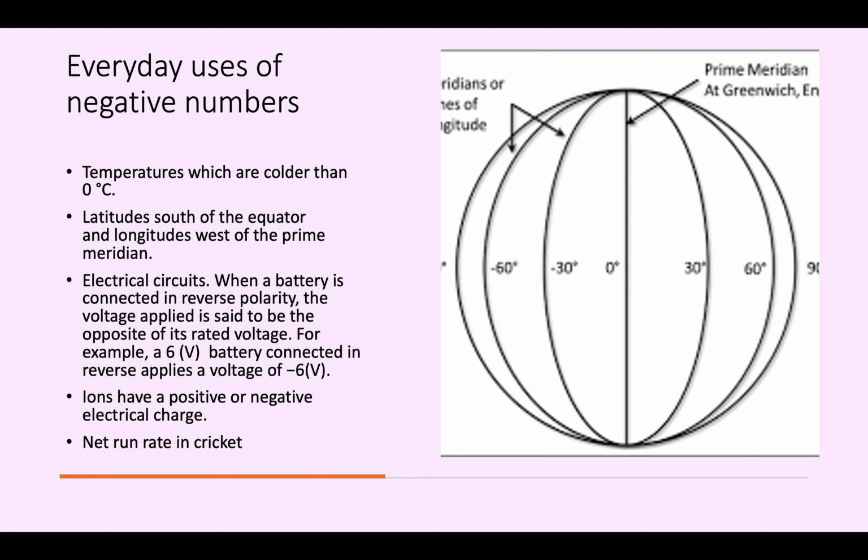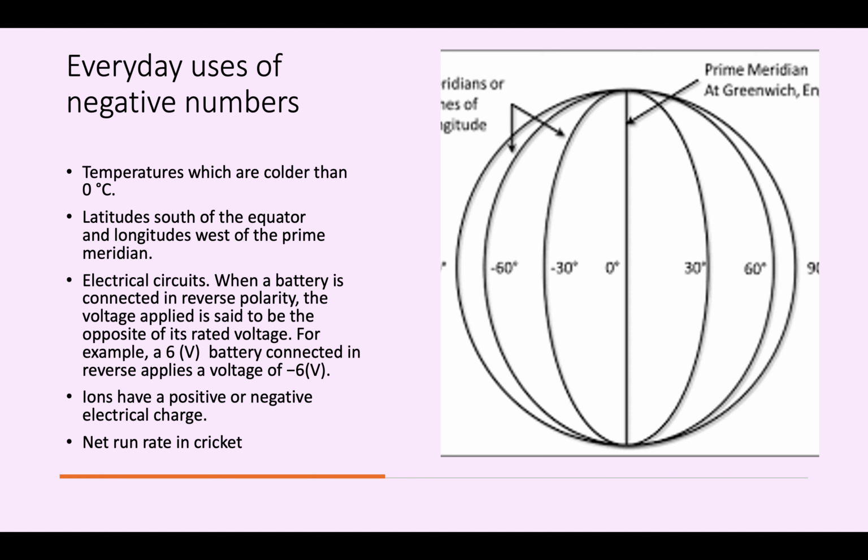Now we're going to discuss the everyday uses of negative numbers. Temperatures which are colder than 0 degrees Celsius are represented using negative numbers. Similarly, latitudes which are south of the equator and longitudes which are west of the prime meridian.